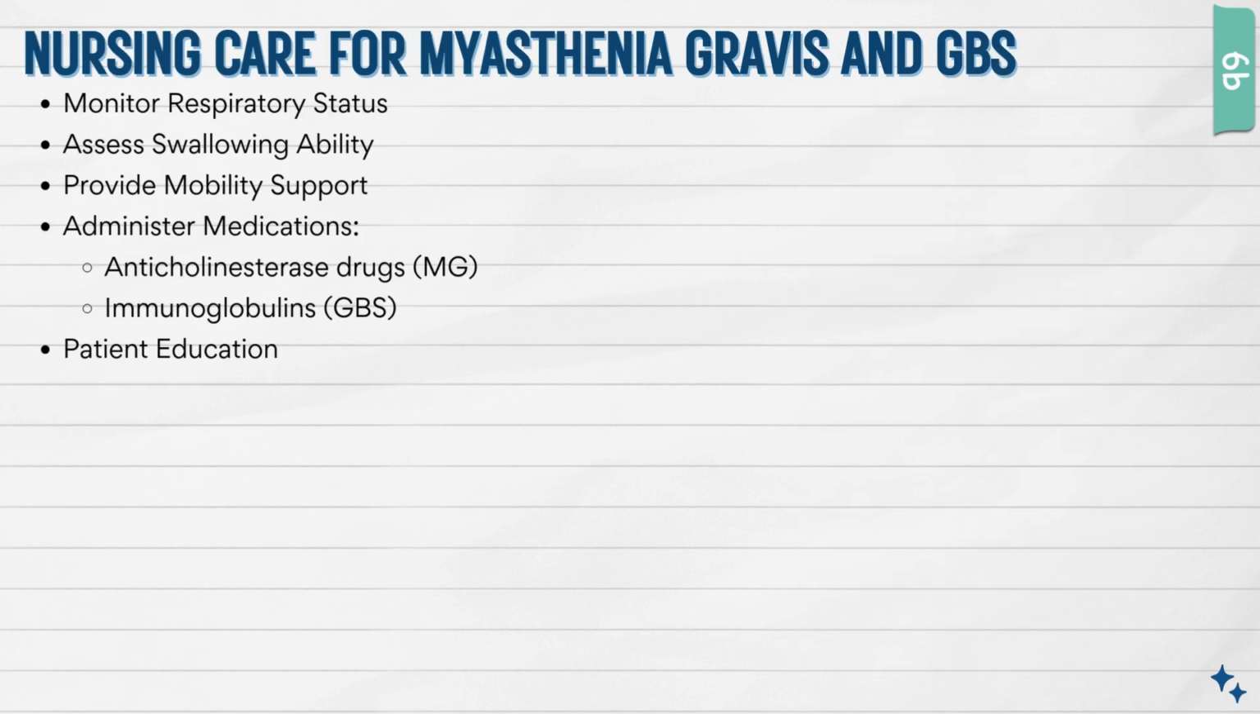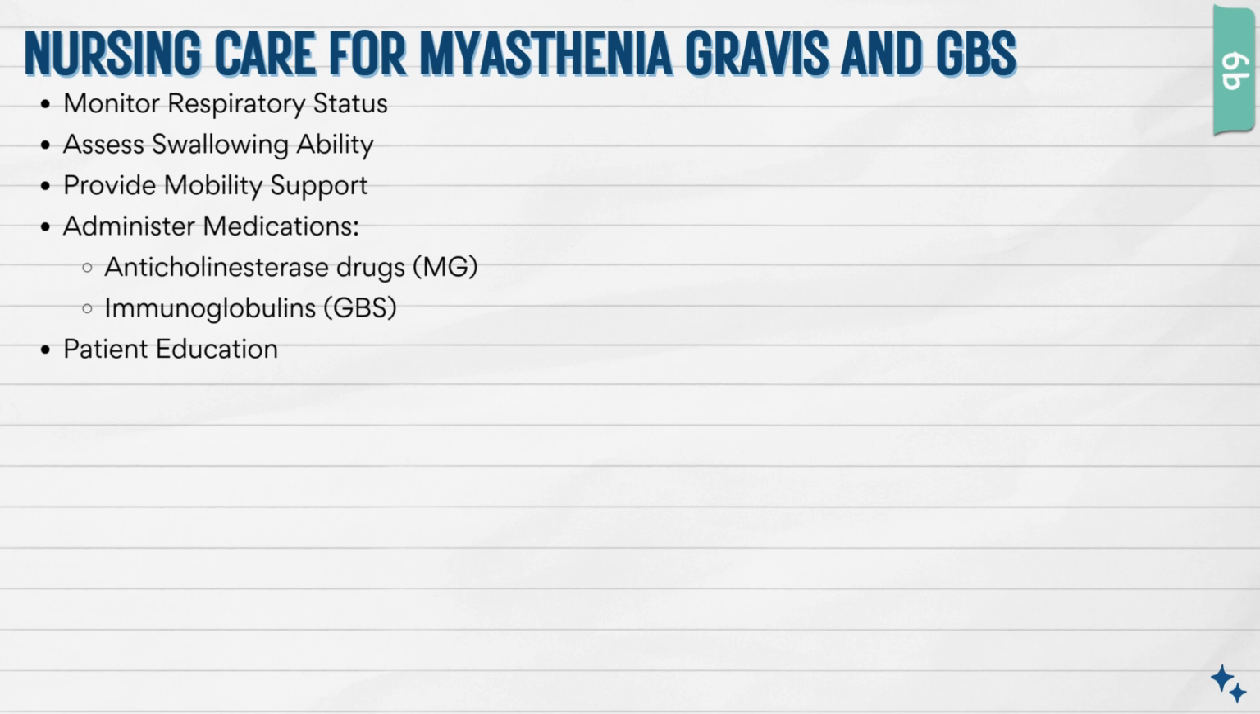Nursing care for both of them: we're going to monitor the respiratory status because that's the thing that we're worried the most about, right? We want to monitor for the risk of respiratory muscle involvement and paralysis. We're also going to assess the swallowing ability because we want to prevent aspiration. That's typically more of an issue with myasthenia gravis than Guillain-Barré, but it can affect both.